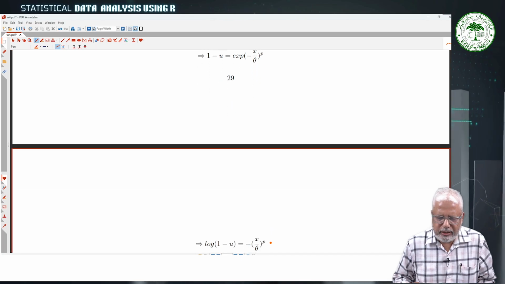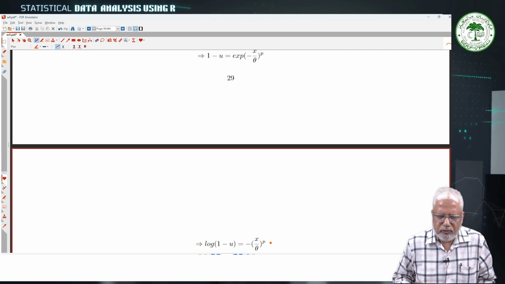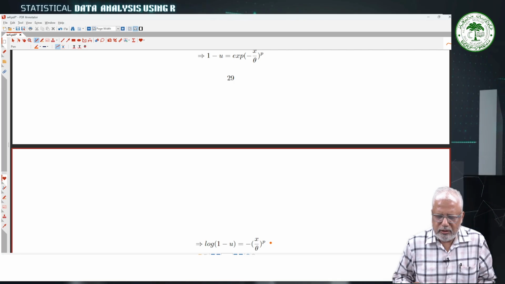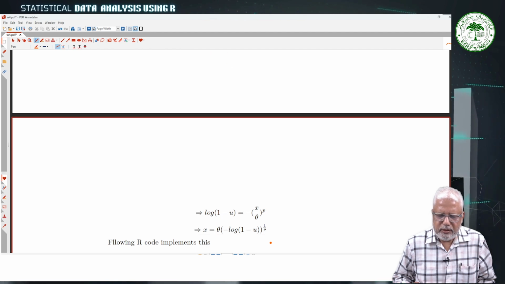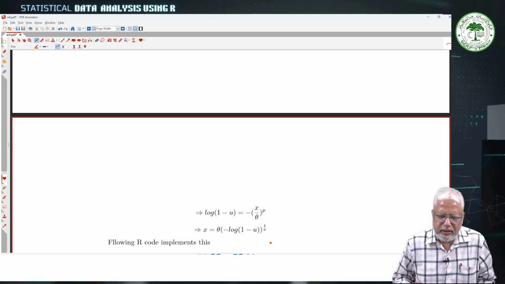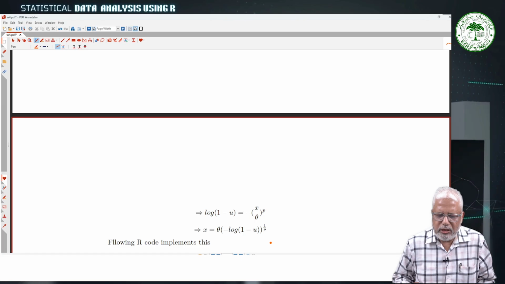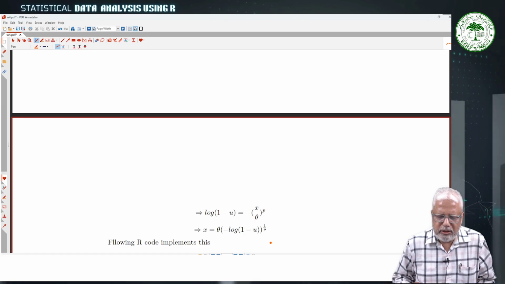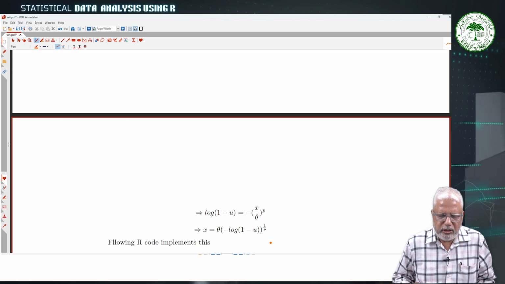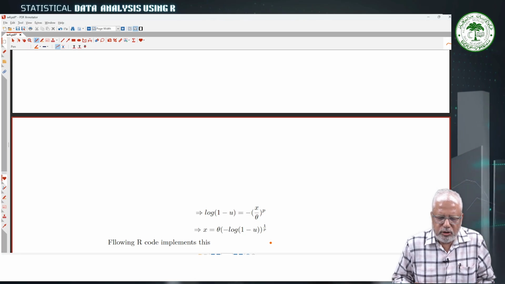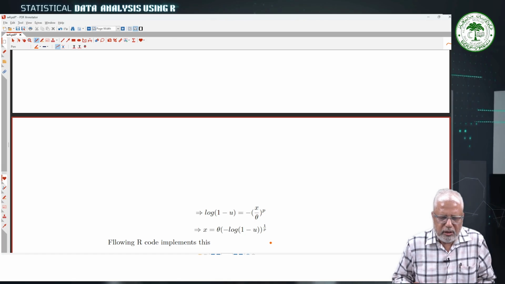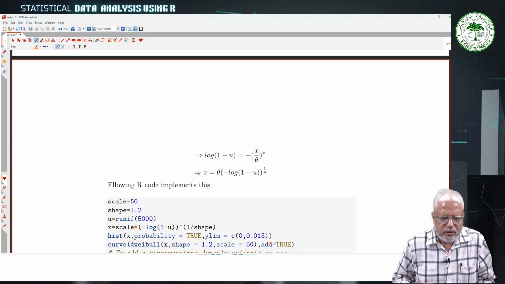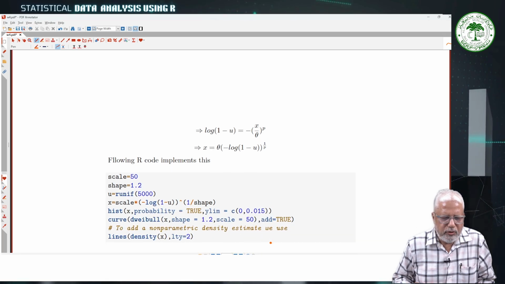take the logarithm of both the sides, log of 1 minus u is equal to minus x by theta whole raised to the power p. And this implies, if we transfer p to the left hand side, it will be minus log of 1 minus u whole raised to the power 1 by p, and you transfer theta to the left hand side. So this is the equation for the quantile. X is equal to theta into minus log of 1 minus u whole raised to the power 1 by p. Now, these are the R codes which we can run now.